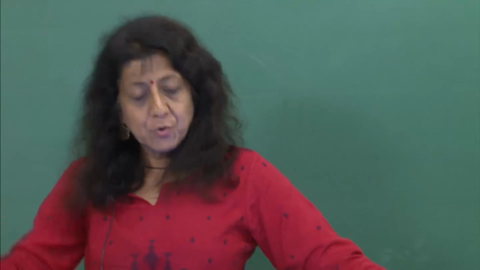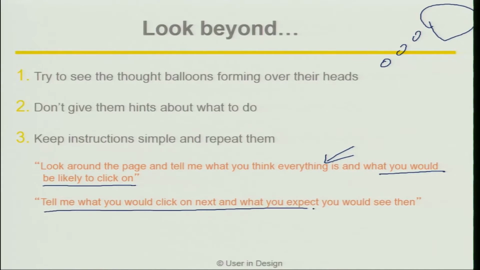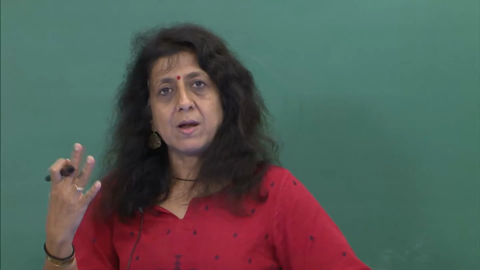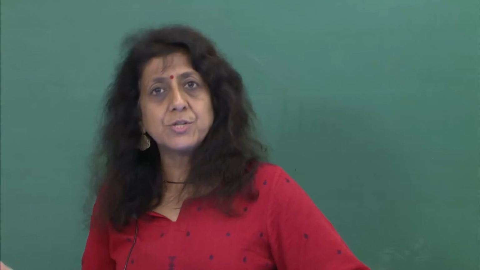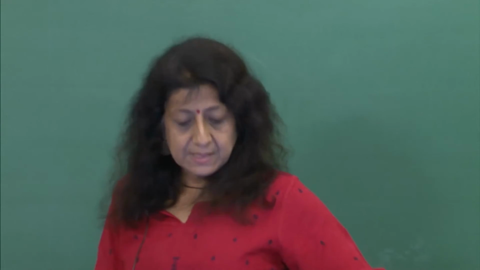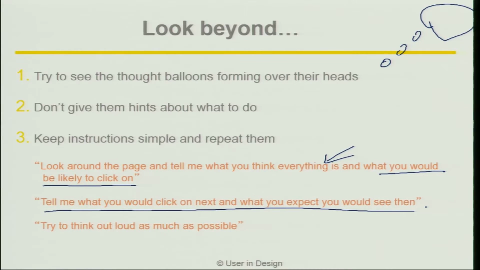And before you move them to the next screen, if they tell you, I would click on so and so, ask them, what do you then expect to see? Before you show them, okay? Before you show them, ask them, what would you expect to see when you click this? Then you get a clarity of their mental model. And once they have told you what they expect to see, and then you show it to them, tell them, is this what you expected to see? Okay, so it confirms both of those things.